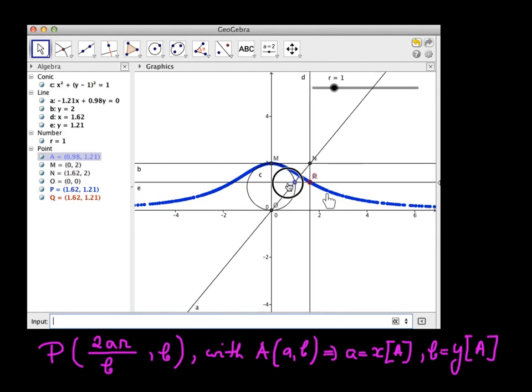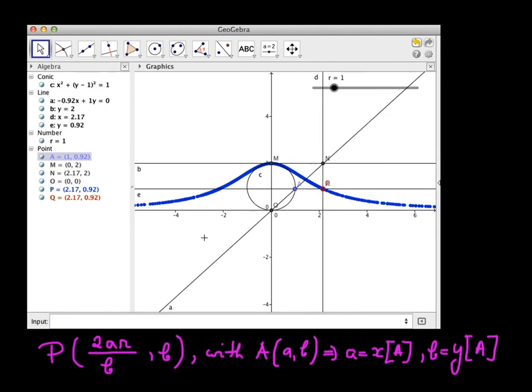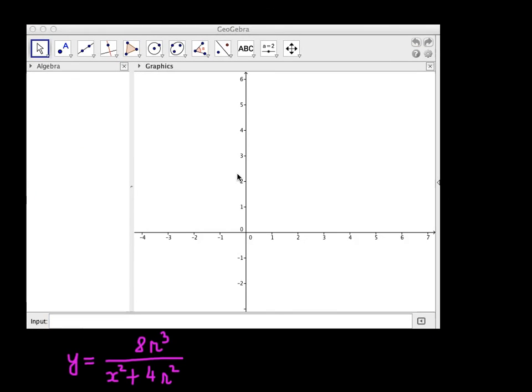So when I move the point A, the point Q comes exactly on the top of the point P, showing me that my calculations here are correct up to this step. For the next step, I want to check myself. Is the equation that I get correct? So I'm going to plot it in GeoGebra and see if hopefully it will match the blue curve.